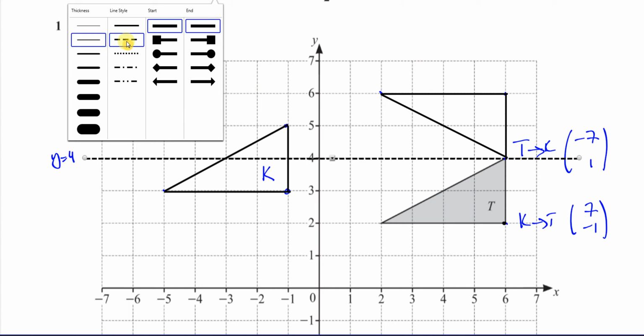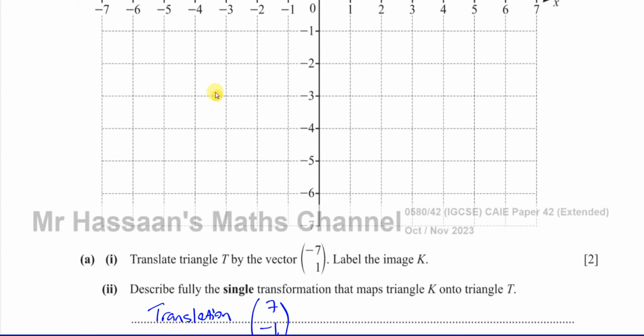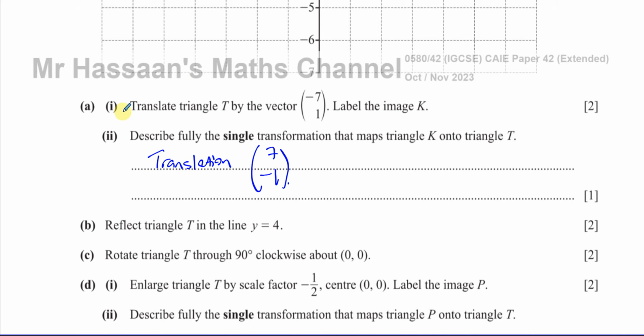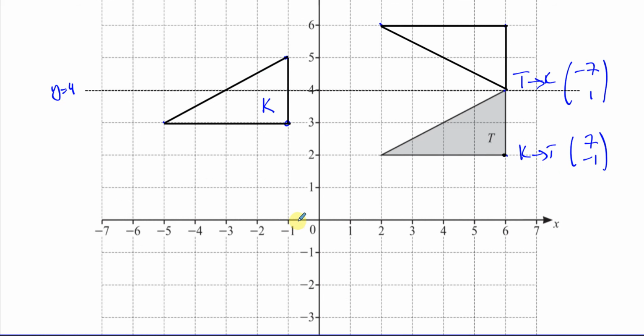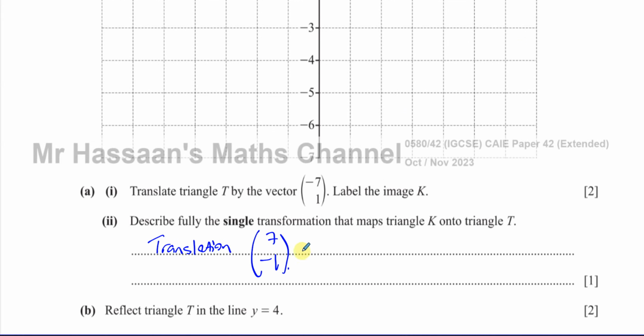Okay, that's better. Now, do we have to label this triangle? No, they didn't tell us to label it. So reflect T in the line y equals 4. That's part B. So I'll just write here, just to make it clear, that this is the answer to part B.